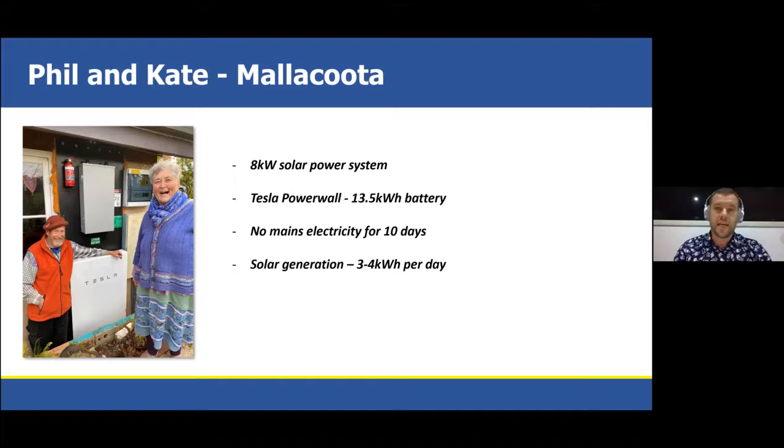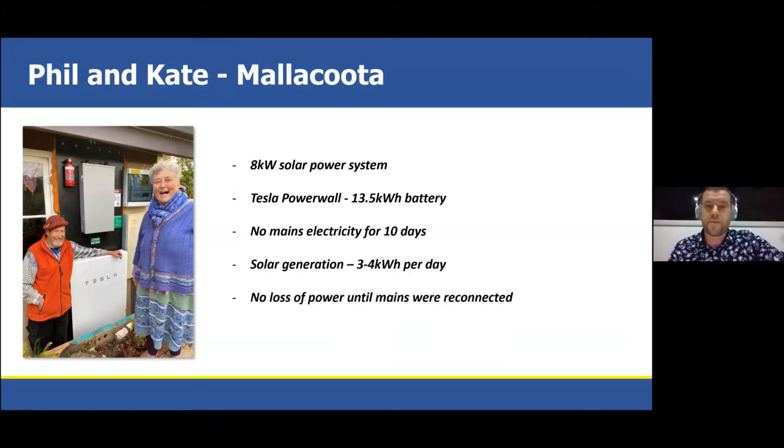So we collected some data historically after the fires had gone through. We collected some data from Phil and Kate's system. It had been generating about 10 or 12 kilowatt hours on the 30th of December, so prior to the bushfires rolling through the region. All through that period where the sky was heavily affected by smoke and ash, they were still generating between 3 and 4 kilowatt hours from an 8 kilowatt system. So that was enough to keep their power maintained to the home for 10 days.